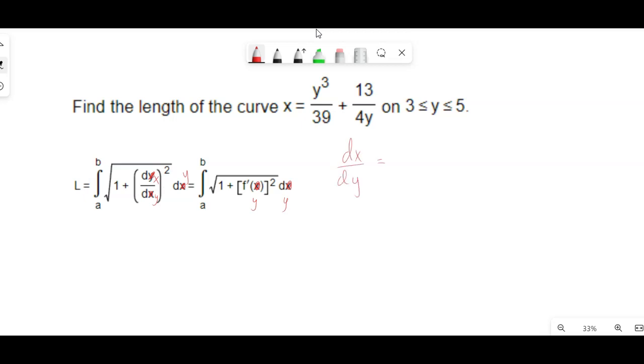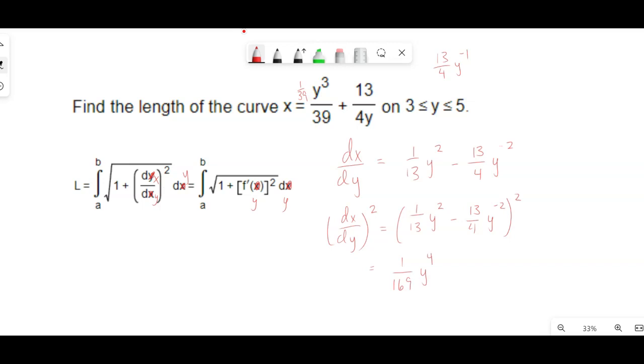So think of this as 1/39 y cubed. So this is going to be 3 over 39 y squared. And then this is y down at the bottom. That's 13/4 y to the negative 1. So now this will be negative 13/4 y to the negative 2. 3 over 39 will reduce to 1/13. And now we square this. Dx dy gets squared just like we did in the last one. We square these. Squaring 1/13 is 1/169th, y to the 4th.